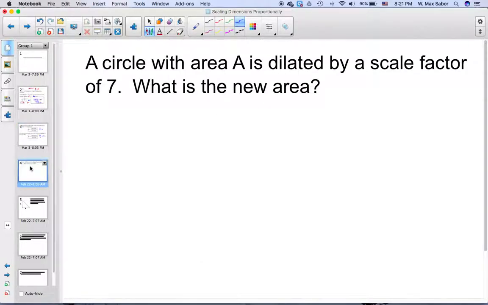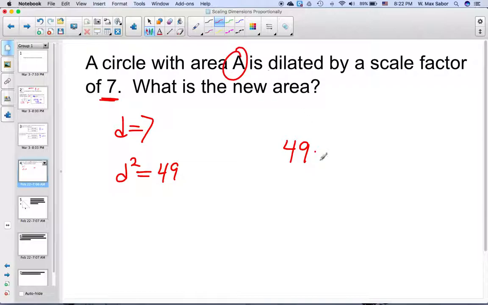So how do we use this? If we have that something's dilated by the scale factor of 7, D is 7, so when we talk about the ratio of the areas, it's going to be D squared, or 49. So the new area will be 49 times the old area. The old area was A, so 49A is the new area.